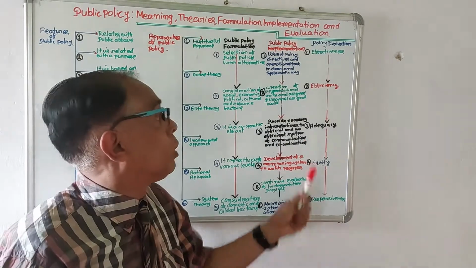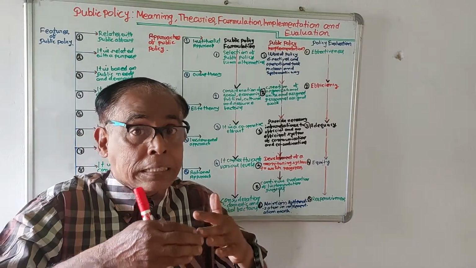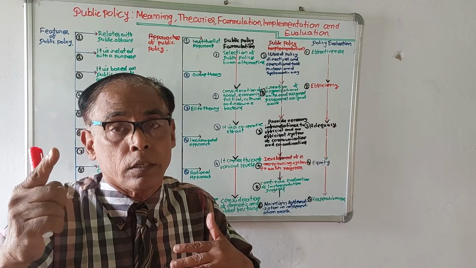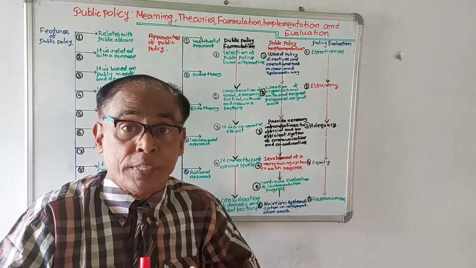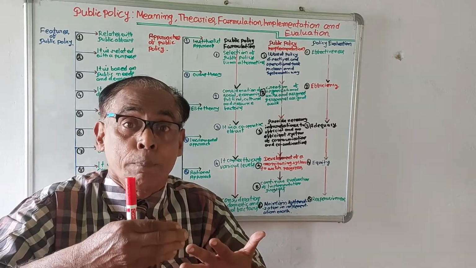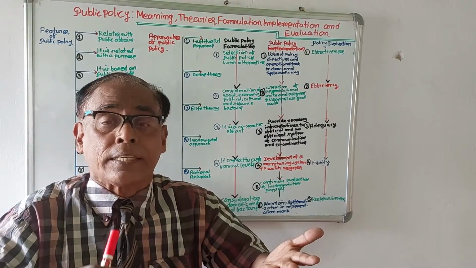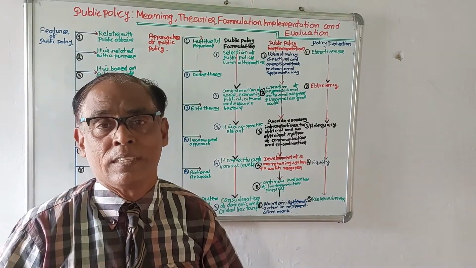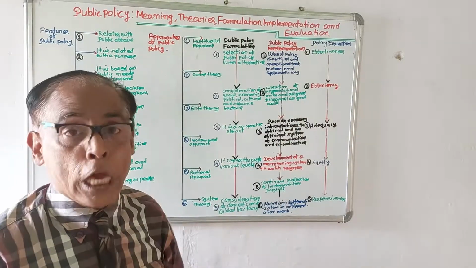What will have to be evaluated? Number 1, effectiveness. Effectiveness means the extent to which public policy is able to fulfill public interest. Up to which extent it is able to fulfill public interest. How much it has solved public interest. This is effectiveness.